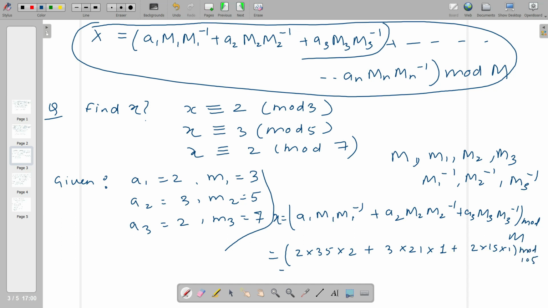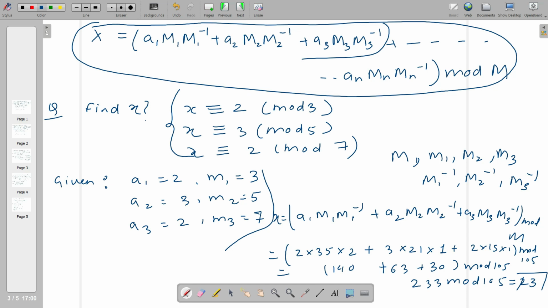So let me just calculate it. It is 140, this is 63, and this is 30, mod 105. So it's going to be 233 mod 105, which is equal to 23. So X will be 23. The value of X for all these equations will be 23. So this is how we can solve multiple congruence equations with the help of the Chinese remainder theorem.